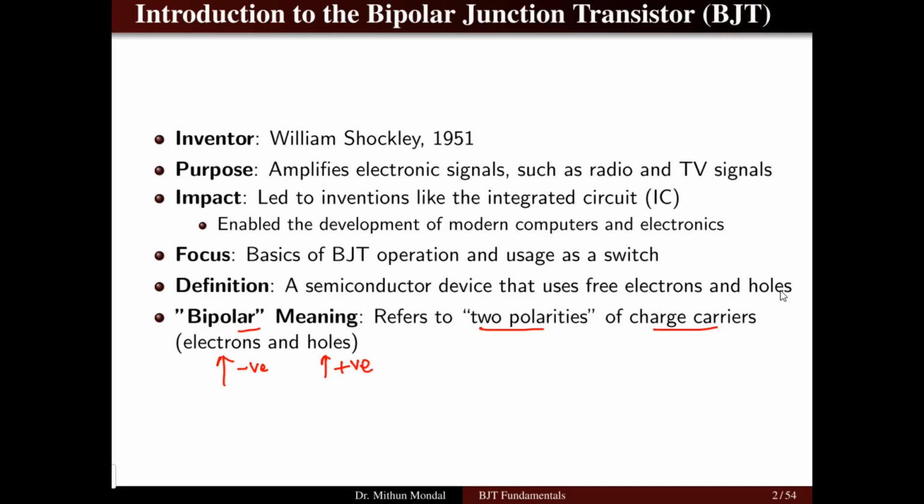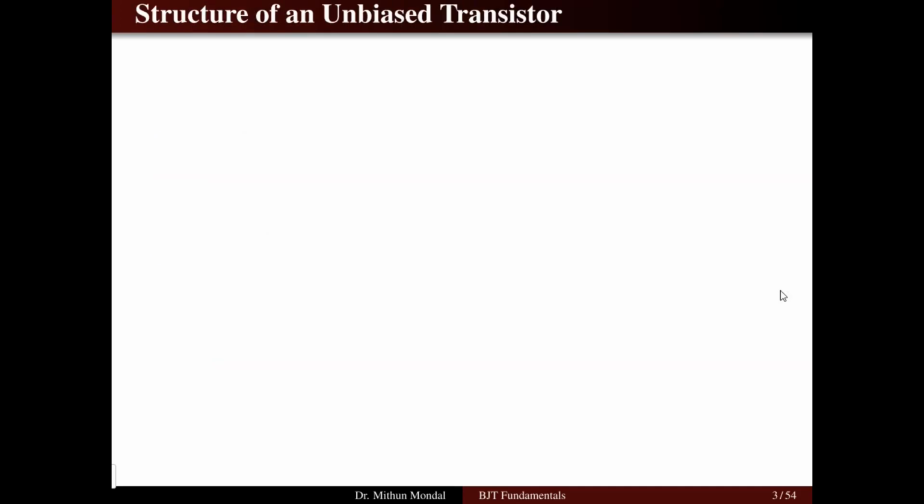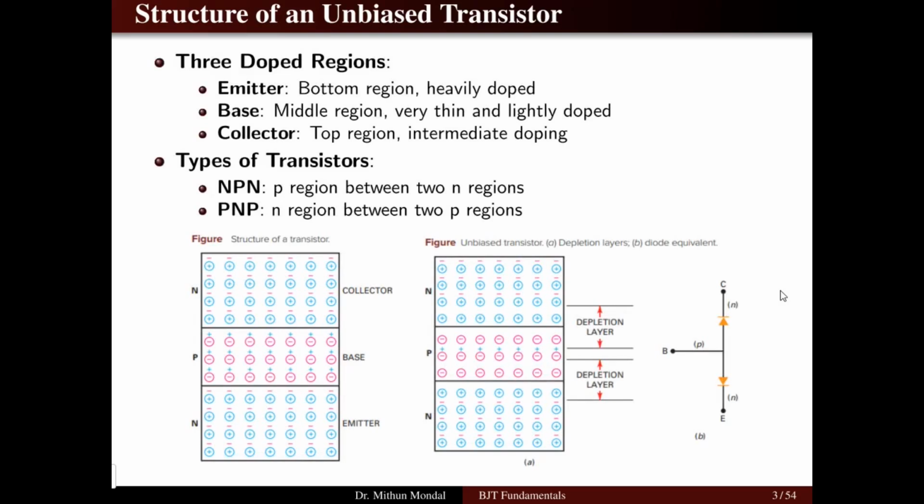When we talk about the structure of an unbiased transistor, generally it will have three important doped regions, which are basically the emitter, the base, and the collector. So here we can see the structure of a transistor. The transistor is in the form of NPN. We will see that there are two types of transistors in general, the NPN transistor and the PNP transistor.